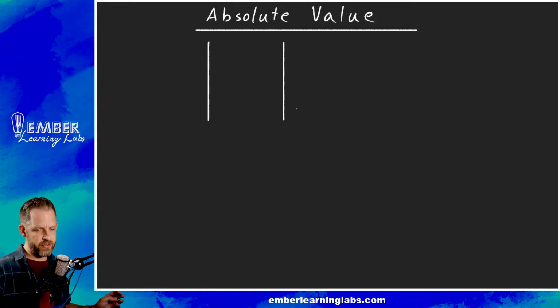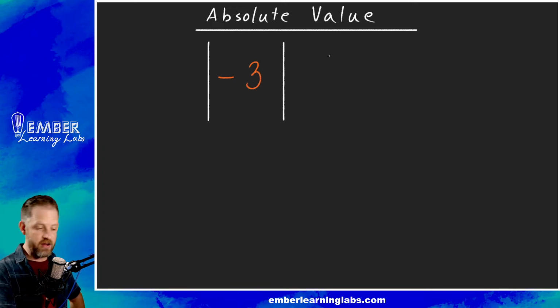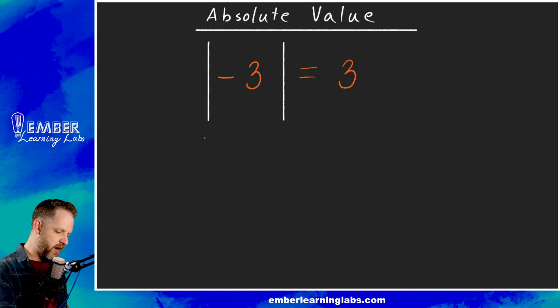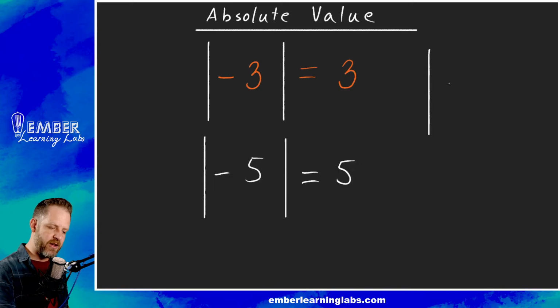Now, we're going to jump straight in with some examples. We're going to start out with what is the absolute value of -3? Absolute value of -3 is +3. So what's the absolute value of -5? It's +5. Easy peasy. Right? What's the absolute value of -x? +x. That's right.